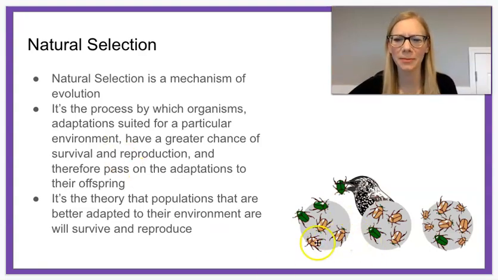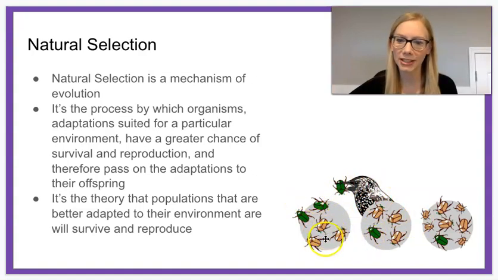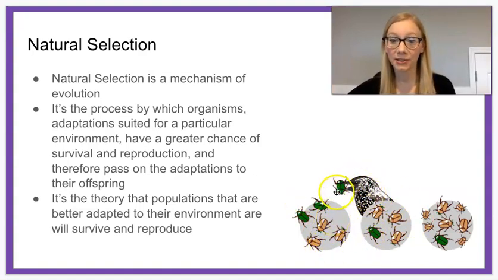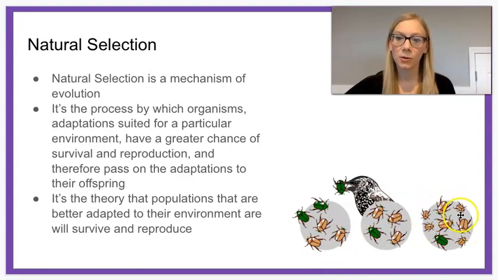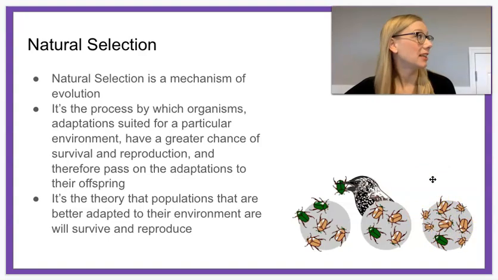So here's an example of what we're looking at. Say we have these beetles and some bird that eats them. Maybe you have green beetles and tannish color beetles. It's easier for the bird to see the green beetles, so he eats the green beetles first. And so over time, you see that these tannish beetles will become more prominent in the population.